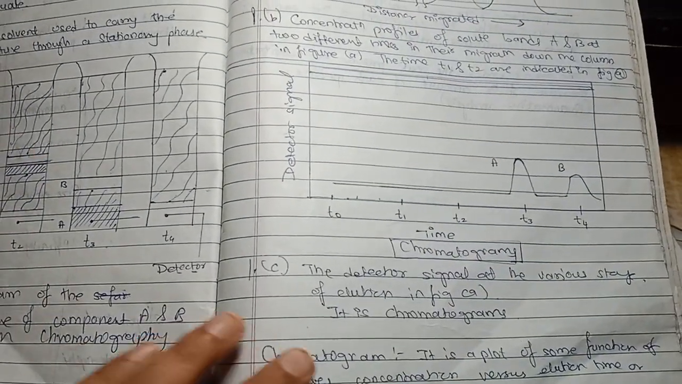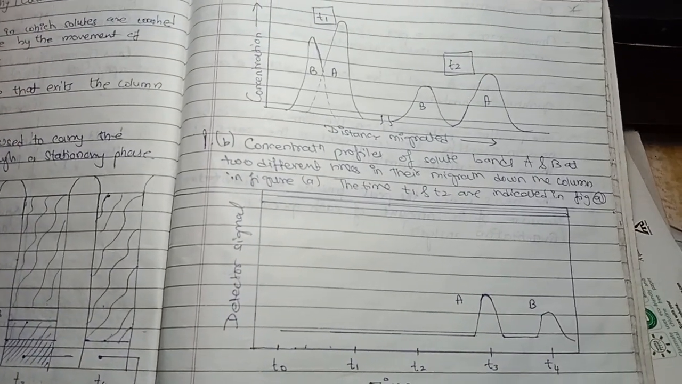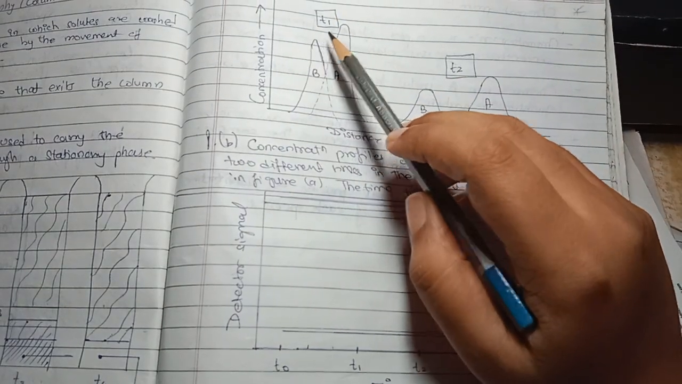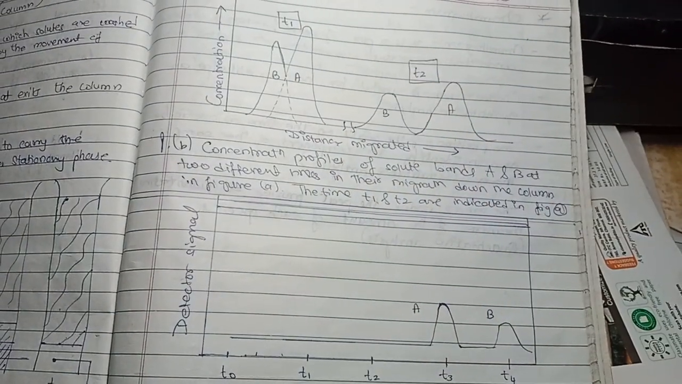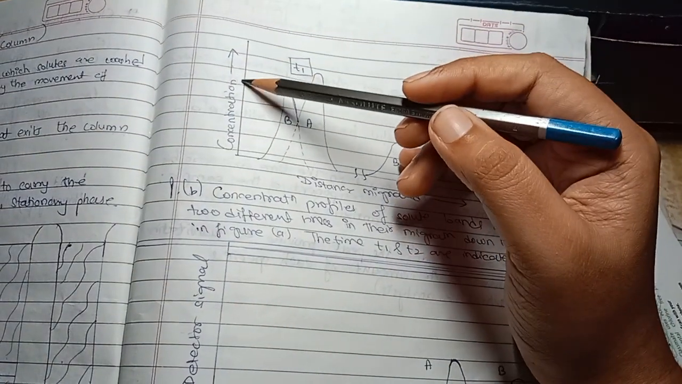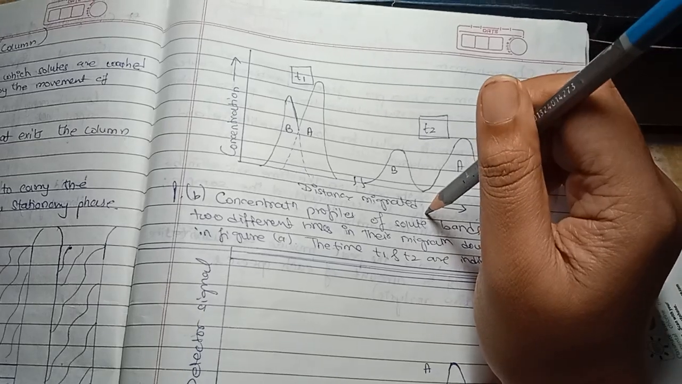Now, after the separation of the component mixture, what we can observe through this graph. In this graph, the y-axis is the concentration and the x-axis is the distance migrated.